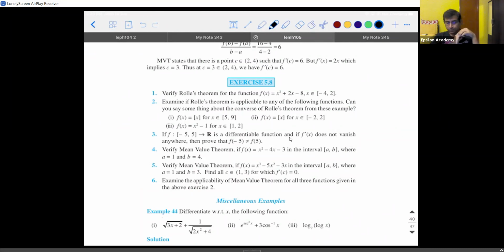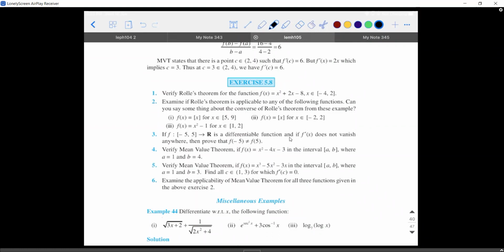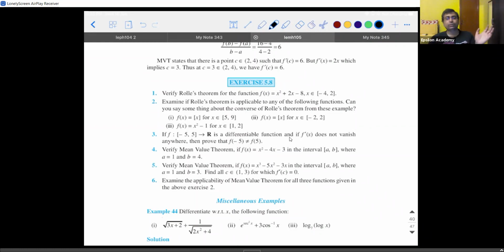Verify Rolle's theorem for the function f of x is equal to x square plus 2x minus 8 between the interval minus 4 to 2. So first, what are we supposed to check? Continuity. Is it continuous? Sir, all polynomial functions are continuous. Sir, it's continuous, all polynomial functions by default are continuous.